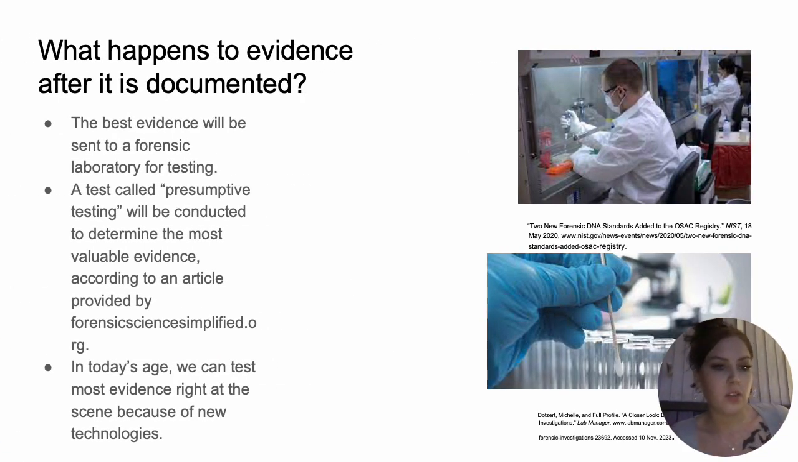So what happens to the evidence after it is documented? The best evidence will be sent to the forensic laboratory for testing. A test called presumptive testing will be conducted, and presumptive testing is a chemical test where production of color or light indicates the presence of body fluid. This also determines what evidence is most likely to contain DNA. The presumptive testing information is according to an article provided by forensicsciencesimplified.org. Also, in today's age, we can basically test anything right at the scene because of new technologies that we have nowadays. And on the right-hand side, we have some folks testing in a lab.